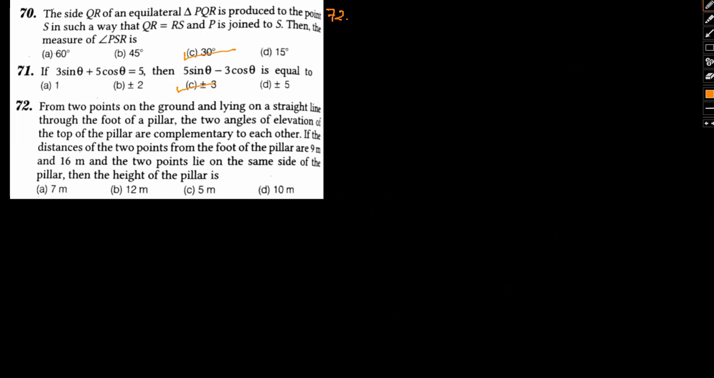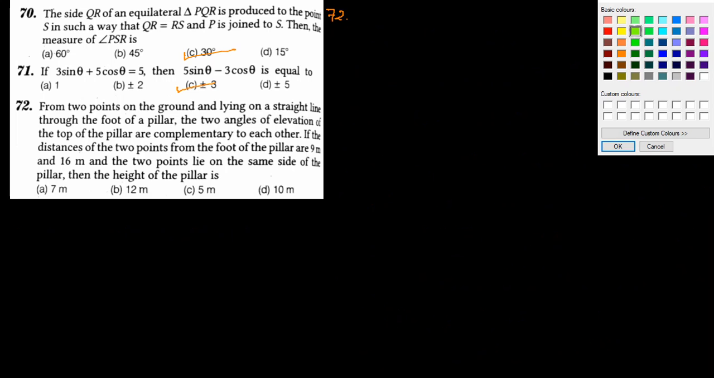From 2 points on the ground and lying on a straight line through the foot of a pillar, 2 angles of elevation of the top of the pillar are complementary to each other. Okay, complementary, basically the sum is 90. If the distances of the 2 points from the foot of the pillar are 9 and 16, and the 2 points lie on the same side of the pillar, then the height of the pillar is, so let's see how we can actually draw the same.